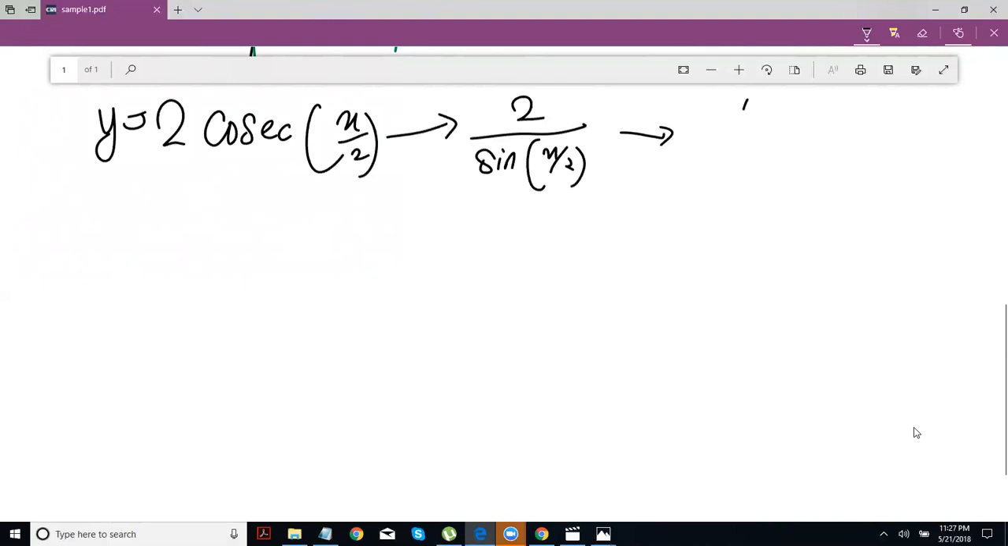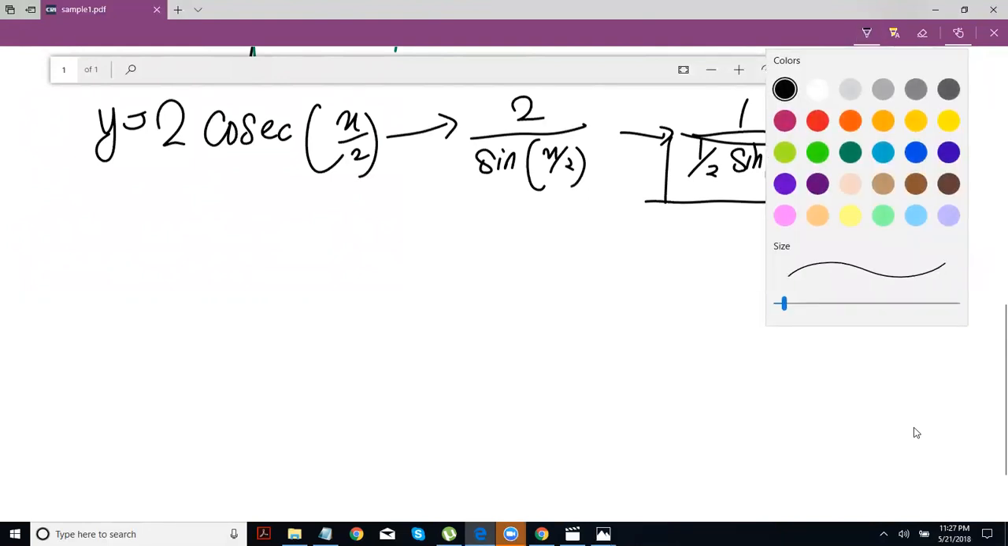So I can rearrange this to be 1 upon half sine x upon 2. So I get this one complete value of sine in the denominator. Obviously, a half of something in the denominator can simply be flipped to the numerator. So 1 upon half is the same as writing 2, right? So I haven't really made any difference or any impact on the actual equation. That still remains the same. Now let's try to draw this one.